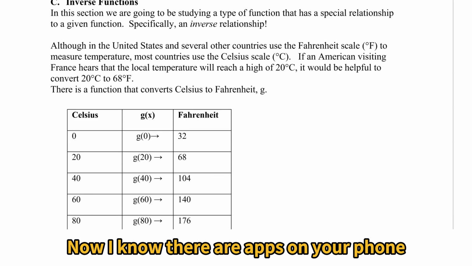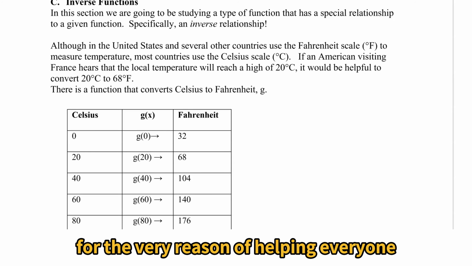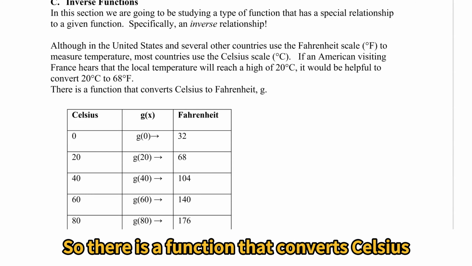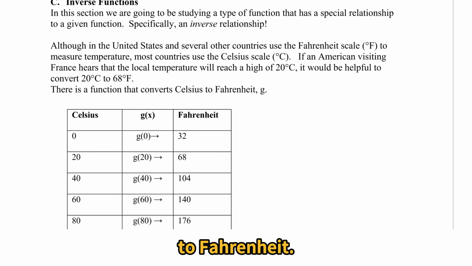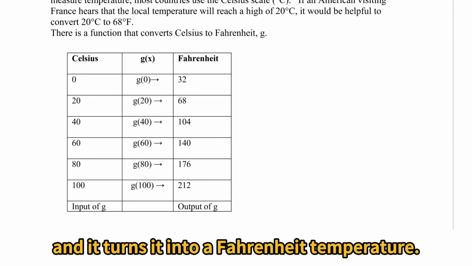Now, I know there are apps on your phone that will do this immediately, and a lot of temperatures are given in both scales for the very reason of helping everyone with that knowledge. But let's roll with this. So there is a function that converts Celsius to Fahrenheit. We're going to call that function g. So it takes a Celsius temperature and it turns it into a Fahrenheit temperature.